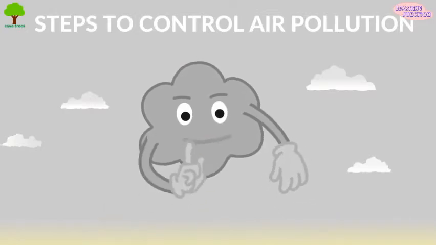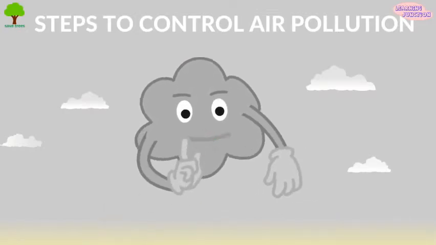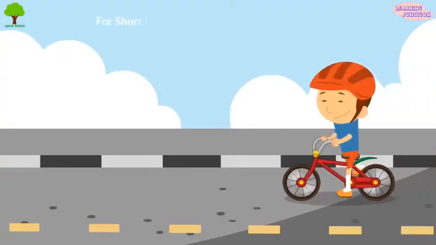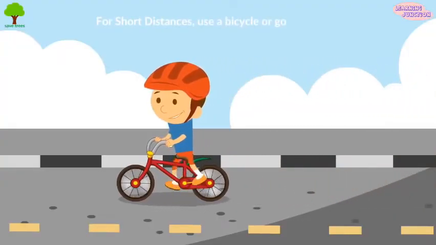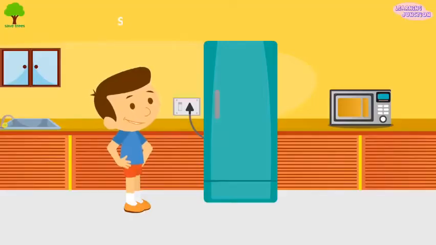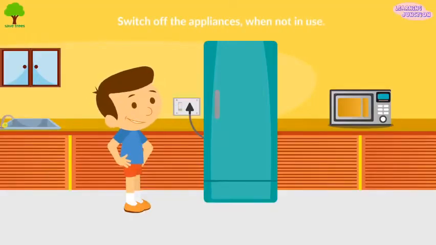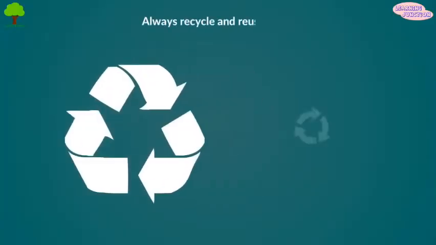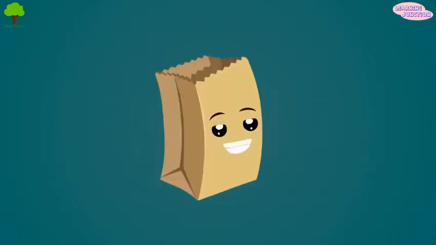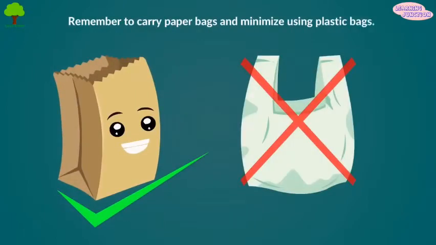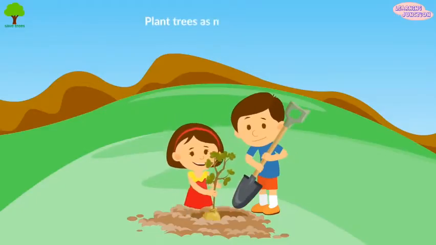Some of the steps to control air pollution are: we should use public transport more. For short distances, use a bicycle or go by walking. Switch off the lights, fans, air conditioners, televisions, and other appliances when not in use. Always recycle and reuse. Remember to carry paper bags and minimize using plastic bags. Plant trees as much as possible.